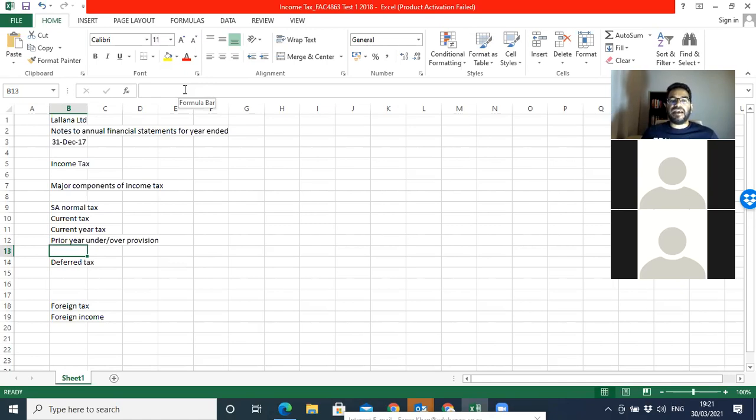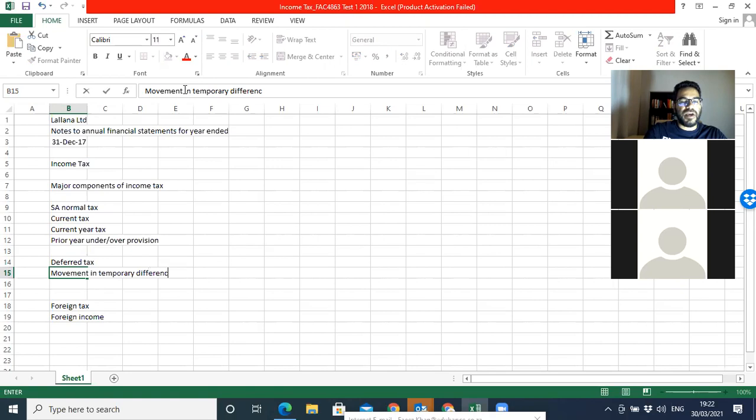Then under deferred tax, this is, I think, IAS 12, paragraph 80, which deals with deferred tax disclosures. So deferred tax will always have the one, okay? It is called movement in temporary differences. We'll always have this one because we always have temporary differences. We always have a deferred tax balance.